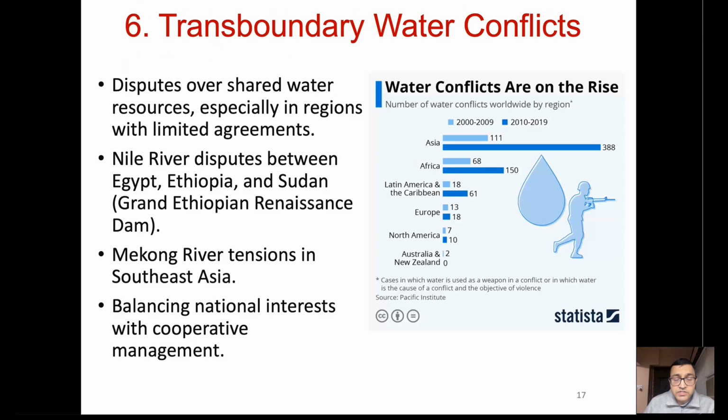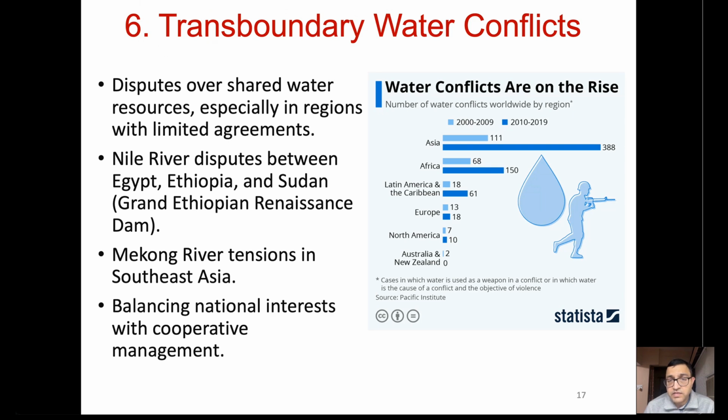Then there's another issue which is more global in nature: transboundary water conflicts, which are disputes over shared water resources, especially in regions with limited agreements. Some examples include the Nile River dispute between Egypt, Ethiopia, and Sudan, especially the Grand Ethiopian Renaissance Dam, which Ethiopia is building, and which would hinder access to water supply for Egypt and Sudan. That's been a big point of contention, and similarly the Mekong River in Southeast Asia. So there are several such transboundary water conflicts you can look at.